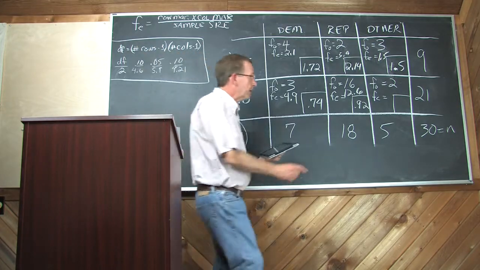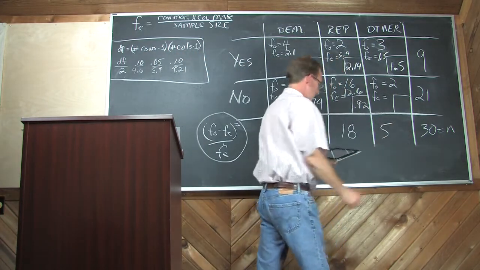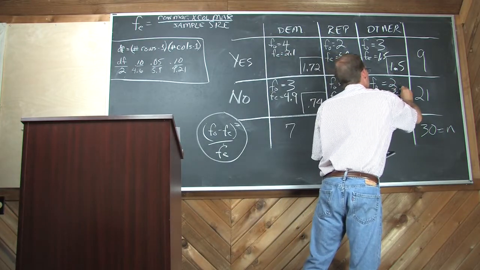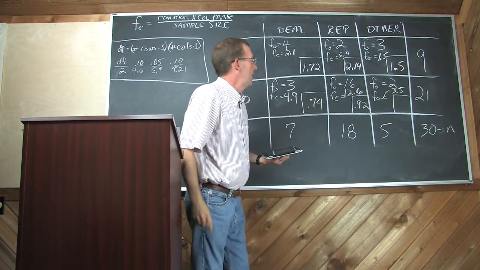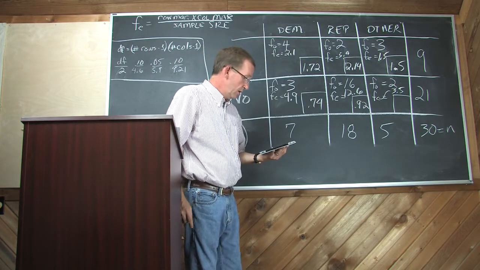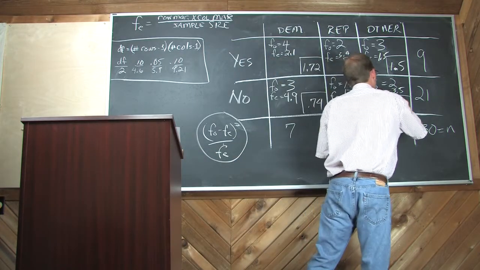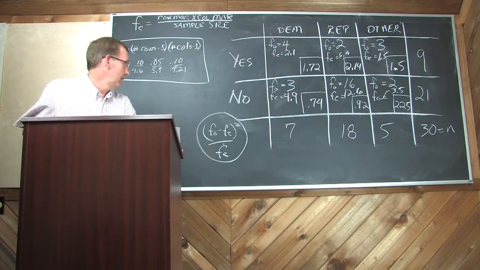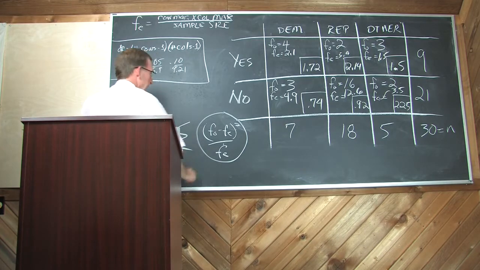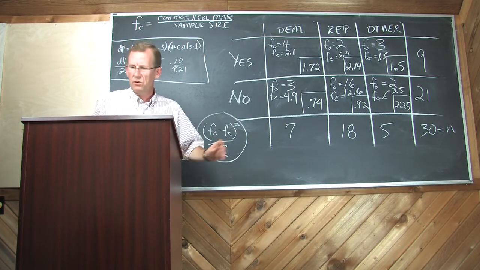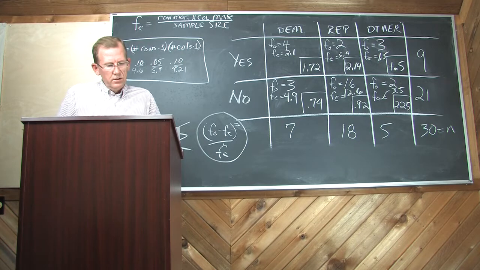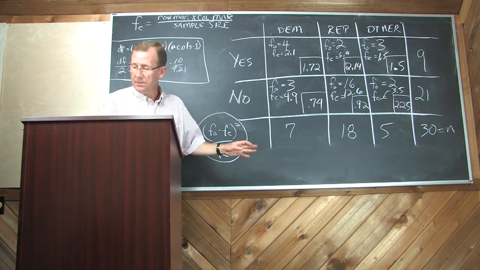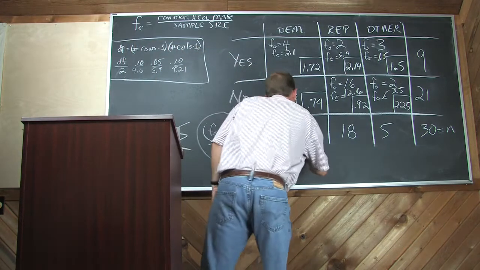The expectation here is 5 times 21 divided by 30, and that would be 3.5. 2 minus 3.5 squared divided by 3.5 gives you 2.25. You now have everything you need. The only thing you need to do is sum across the cells. The answer to the chi-square problem here is 7.66.